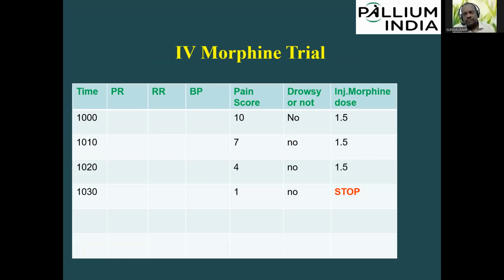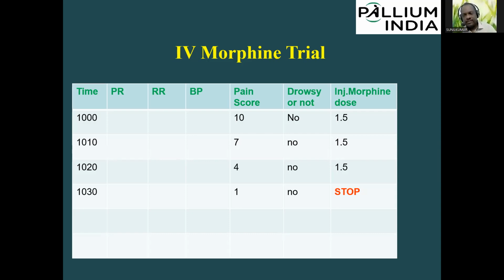And you are looking at the patient and asking the patient, are you drowsy? No, I am not drowsy. So you will give 1.5 again. So you will continue to give this until the patient has satisfactory pain relief or the patient develops drowsiness. In this patient case, he received only 3 doses of morphine.